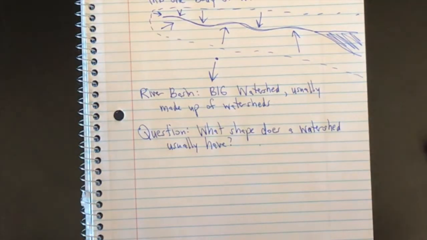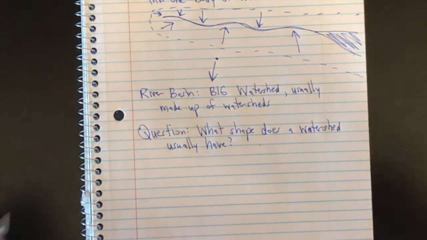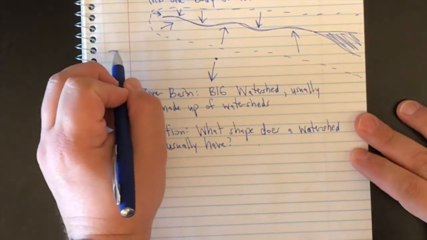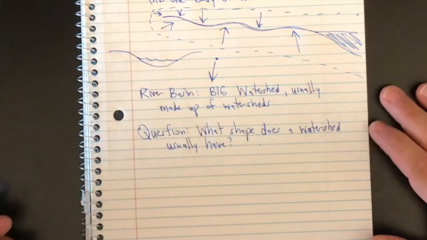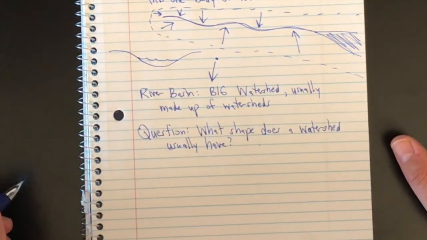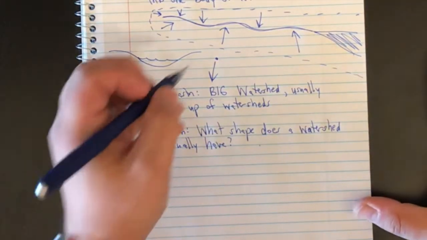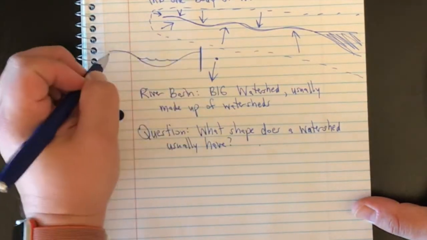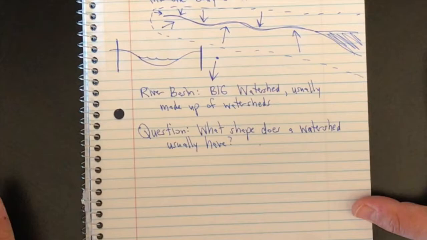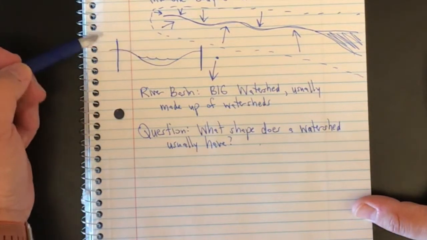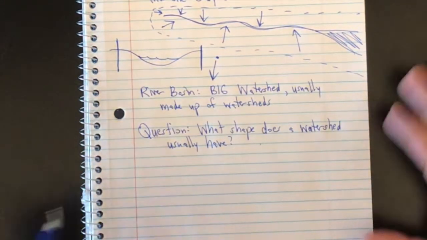And when I say what shape, I mean what shape when you look down at it from the sky, but also what shape when you look at it from the edge. So for example, if this is our river and we're looking at it from the side, and the watershed ends here and here, what shape will it have in between? Where will the highest places be and where will the lowest places be?